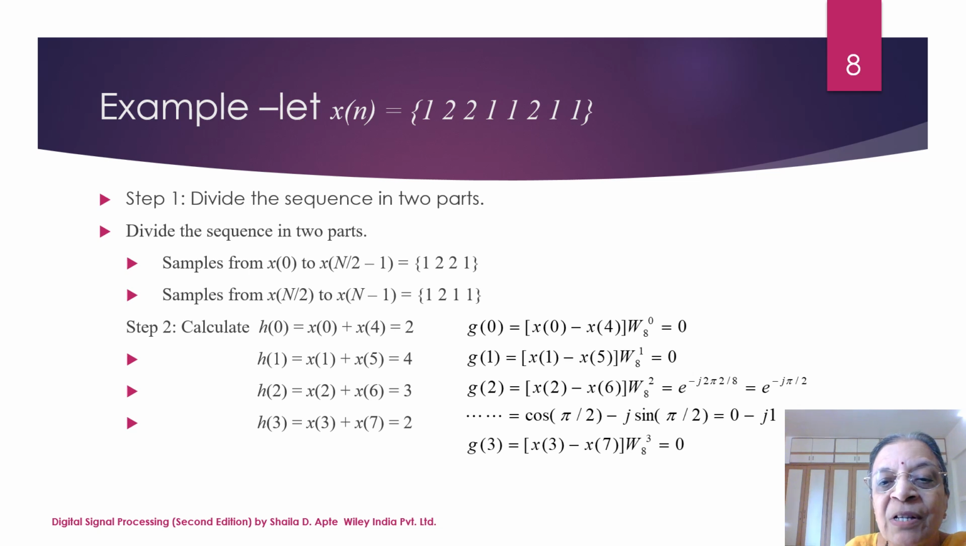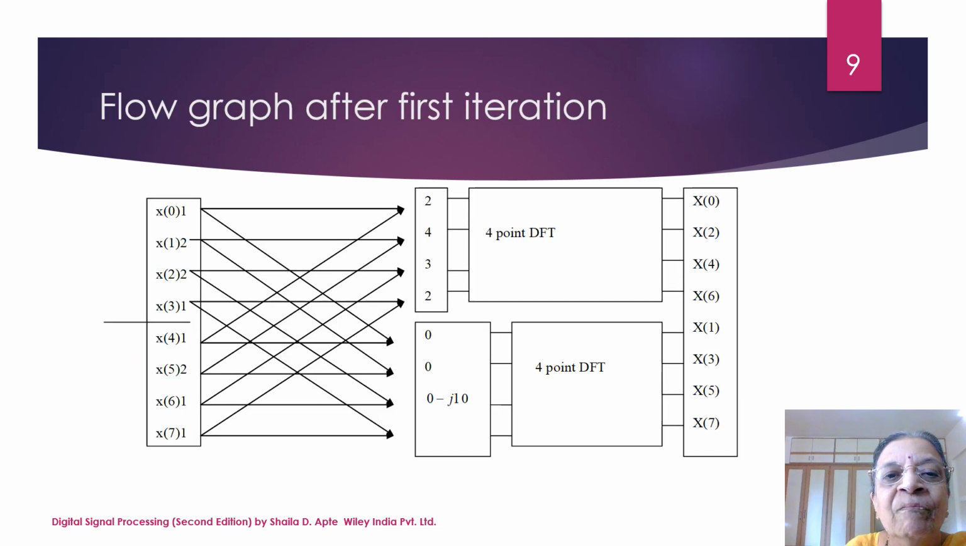So G0 is equal to x0 minus x of 4 into W8 raised to 0. W8 raised to 0 is 1, as we can remember. And x0 minus x4, this is x0, this is x4, so it is 0. So the answer is 0. G1 is x1 minus x of 5, so 2 minus 2 into whatever, it will be 0. Then 2 minus 1 into W8 raised to 2, which means W4 raised to 1, so it is minus j. Alright. And x of 3, again 1 minus 1 into whatever, will give you a value of 0. So we have calculated Hn and Gn using the formula that we have already given.